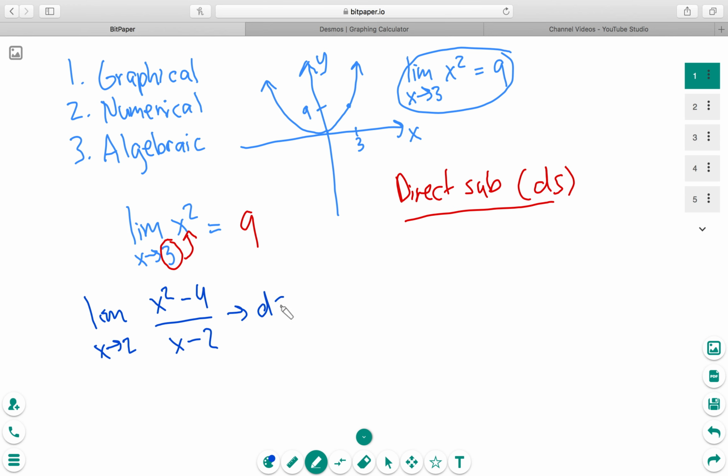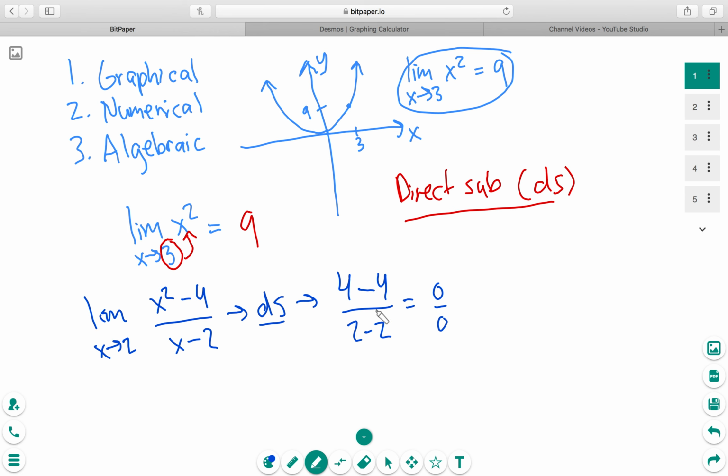And so let's use direct substitution. For that, we're going to plug in 2 everywhere there's an x, just like we do with the function. So 2 squared is going to be 4, 4 minus 4, and then here we're going to have 2 minus 2. So here you'll see that we have 0 over 0, and that's actually not something that you can calculate. This is something called an indeterminate form, which we'll learn a lot about in the future, but we can't really do anything to this.